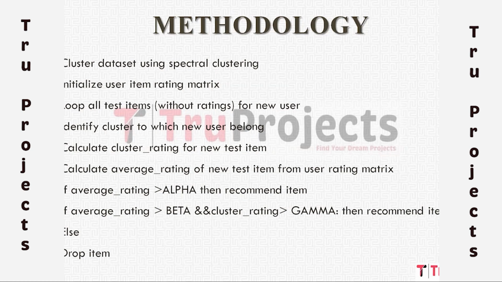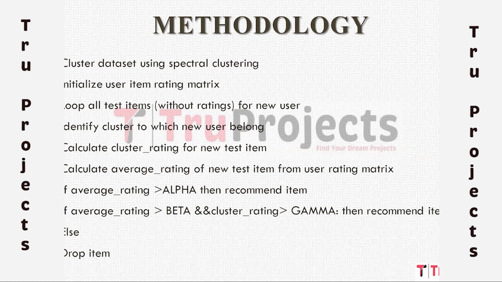Third module is loop all test items for new user. For a new user who hasn't provided any ratings yet, the system loops through all the test items without ratings to make recommendations for them. Fourth module is identify cluster to which new user belongs. The new user's attributes or behaviors are analyzed to determine which cluster they belong to. This is based on the results of the spectral clustering performed earlier.